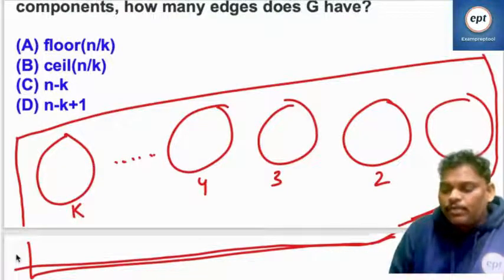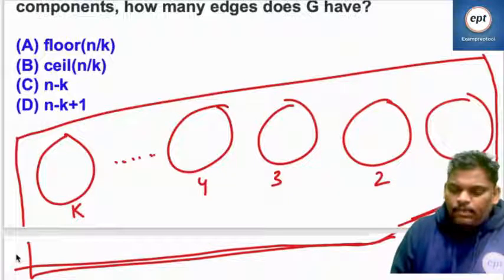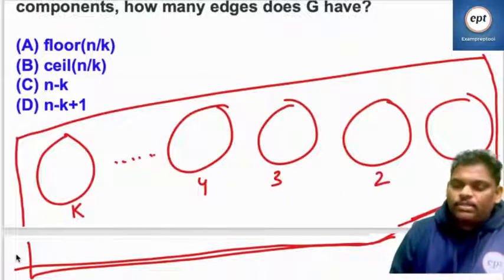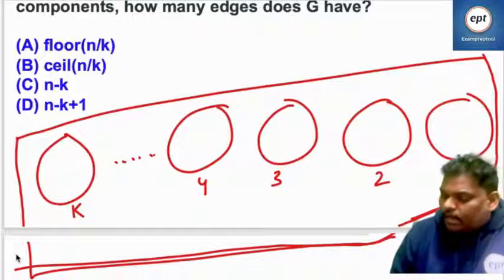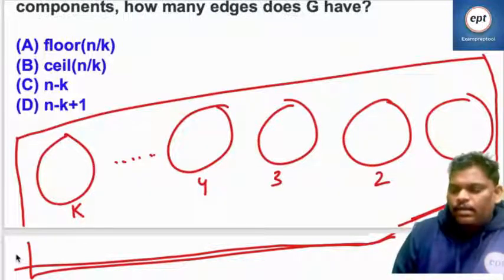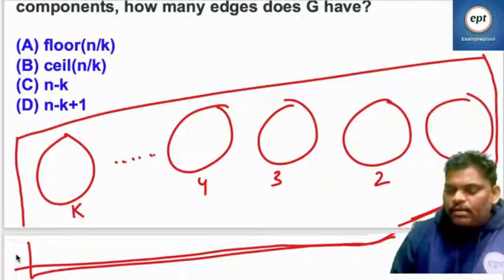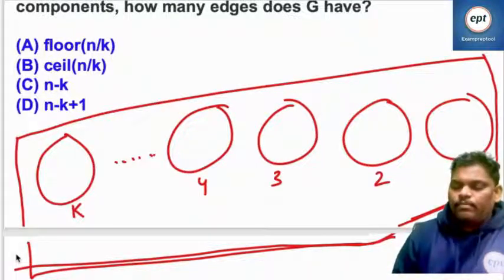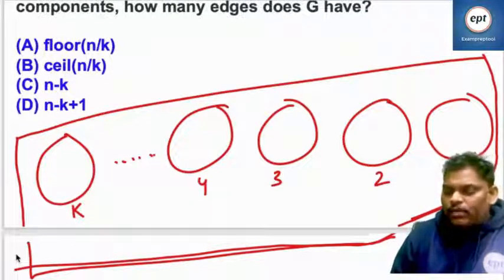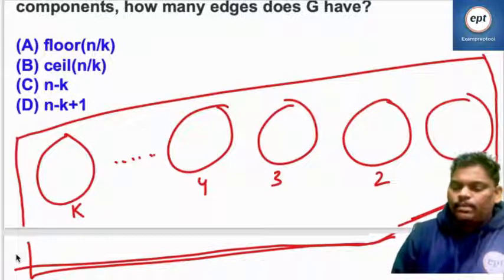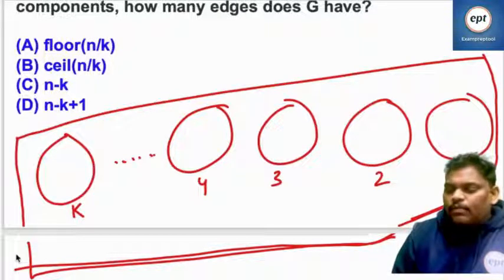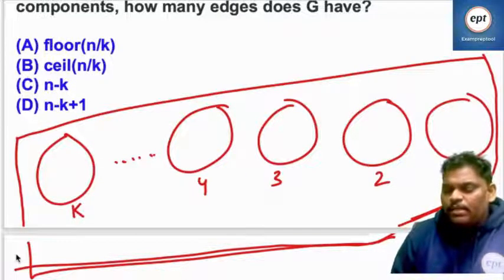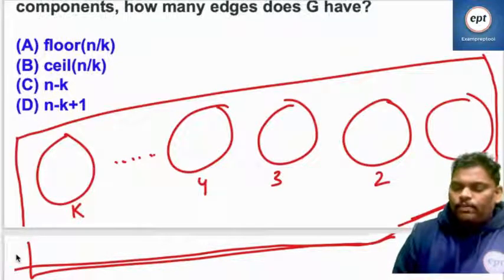See, disconnected graph is not forest. Disconnected graph is different and forest is different. In the forest, whatever components are there, every component is a tree. Some people are thinking that disconnected graph is a forest. No. Disconnected graph is not a forest.